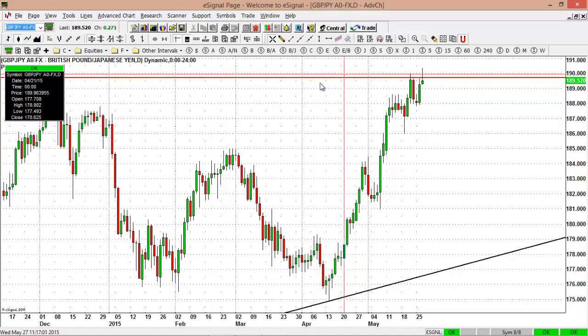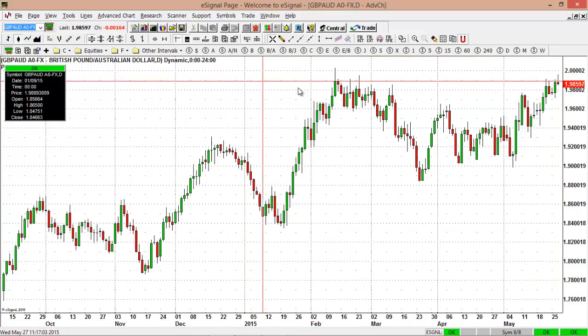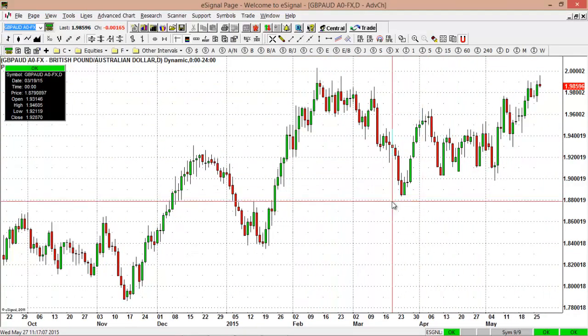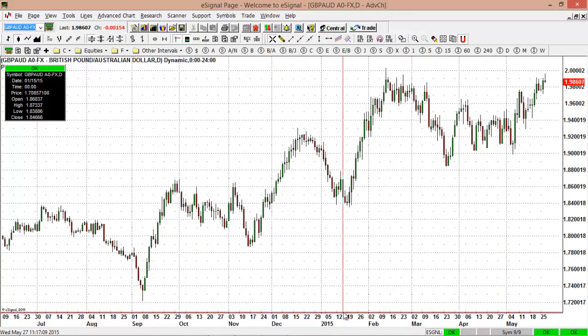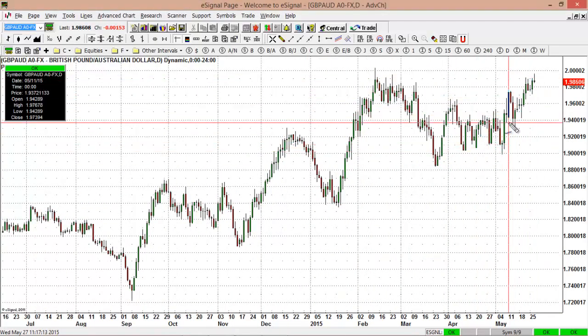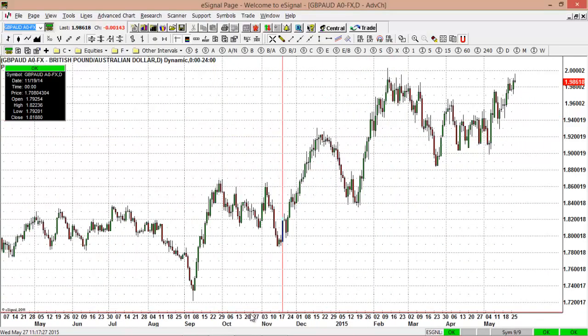Our other position, the British pound Australian dollar, is advancing nicely. The market is not going up rapidly, but it's trending upwards. We were speaking about this trade in April, and now it is beginning to gain momentum to the upside. That's the British pound Australian dollar.